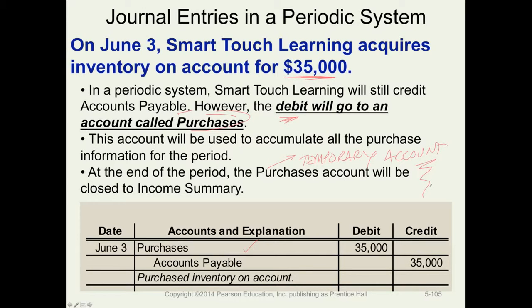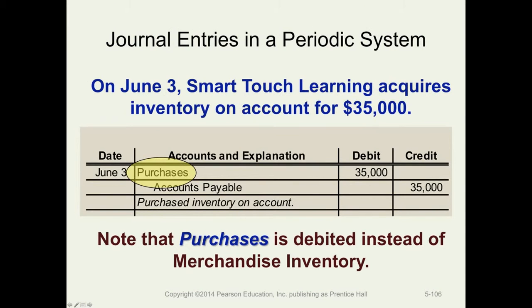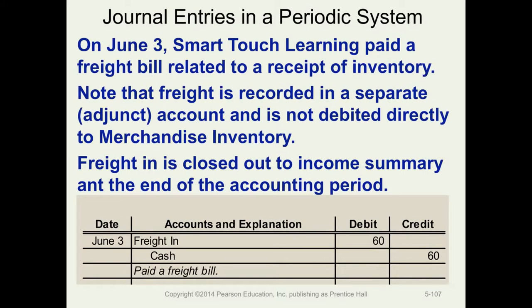Temporary account, and it will be closed out to income summary. The $35,000 goes into purchases, and again, note that that will substitute or actually replace the debit to inventory that you see in a perpetual system.